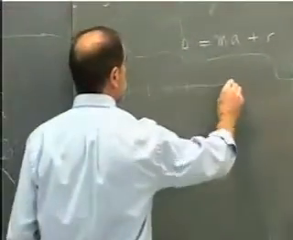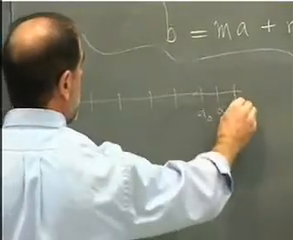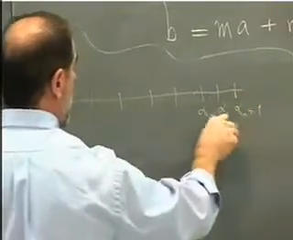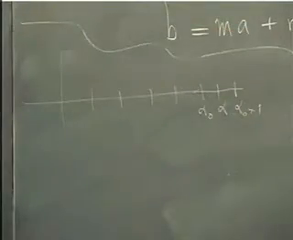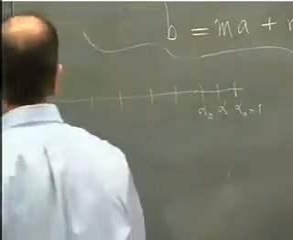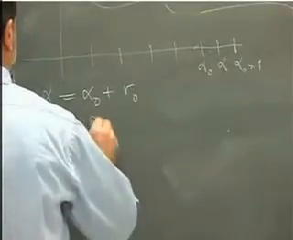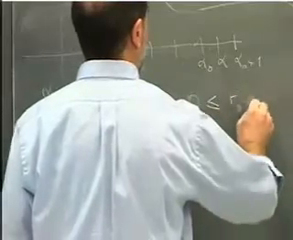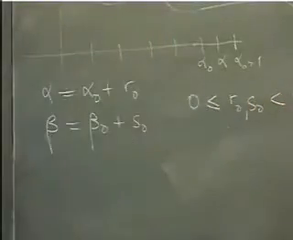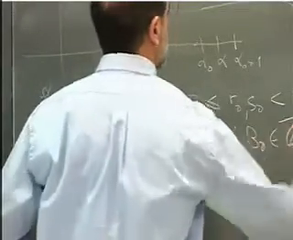Namely, if you think of the integers inside the rational numbers, if you have any rational number alpha here, you can go to the closest integer less than it, and then you have alpha as written as an integer plus something between 0 and 1. So do that. Write alpha is alpha 0 plus r0, and beta as beta 0 plus s0, where 0 is less than or equal to r0, s0 is less than 1. And alpha 0 and beta 0 are integers.